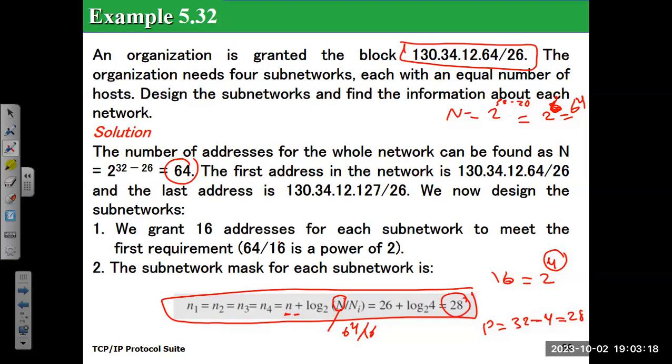So now, what is the prefix? Now, if you have an IP address, how do you want to write it? Simply you will do, for example, 130.34.127/28. And that's how it's going to look.